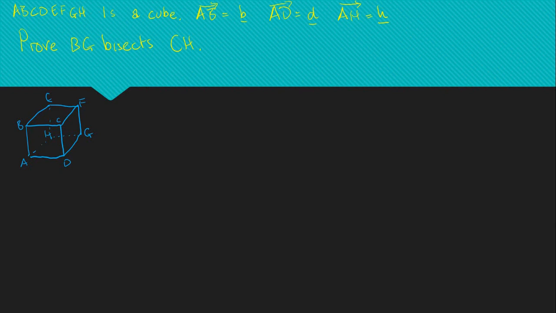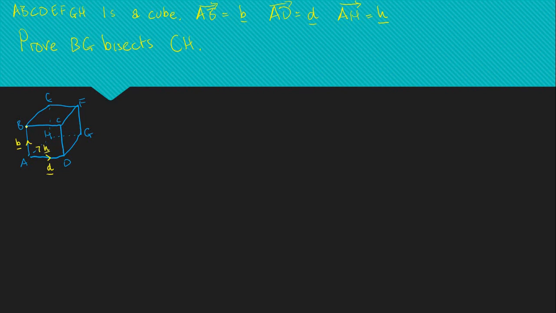You can see it drawn there, it's a pretty scruffy drawing, but there it is, where the vector from A to B is the vector B. It's a good idea to pop that on straight away. A to D is the vector D. And A to H is the vector H. Make sure you get your directions on there, that is important.